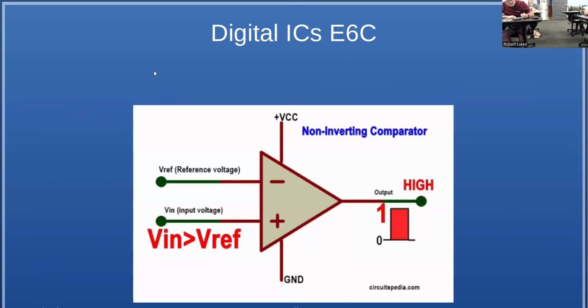This is what one typically looks like. It kind of looks like an op amp, and you can actually build them with an op amp. The difference is you have a reference voltage, which is what you set the threshold with, and then the input voltage you're going to compare to that reference voltage. And you're going to switch the output depending on whether it's above or below threshold.